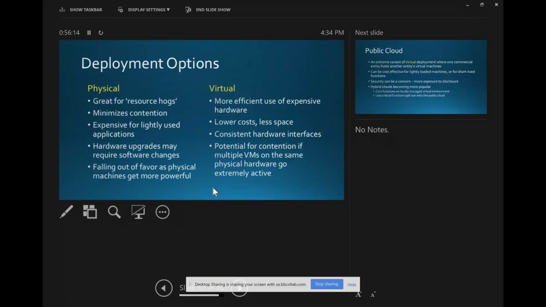Because this virtual machine is a hypothetical machine, the hardware interfaces to that machine are consistent. In a physical machine, when the machine gets old and I have to replace it, it's highly likely that the interfaces to the disks, to the memory, whatever, might have changed. Whereas with a virtual machine, you can keep them consistent. But the downside to virtual machines is that there's potential contention. If all the machines are trying to bang on memory all at once, they're going to impact each other.